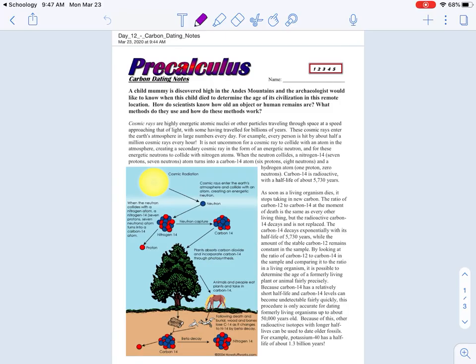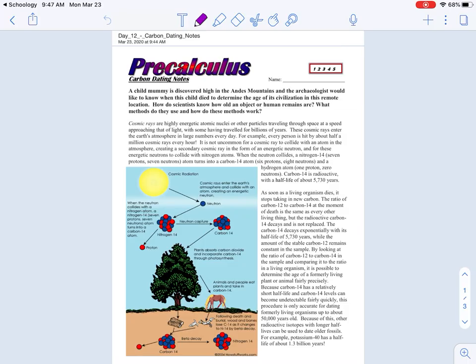Well, how do scientists know how old an object or human remains are? What methods do they use, and how do these methods work? So basically, this first paragraph explains what happens. Okay. So it says cosmic rays are highly energetic atomic nuclei or other particles traveling through space at a speed approaching that of light, with some having traveled for billions of years. These cosmic rays enter the Earth's atmosphere in large numbers every day.